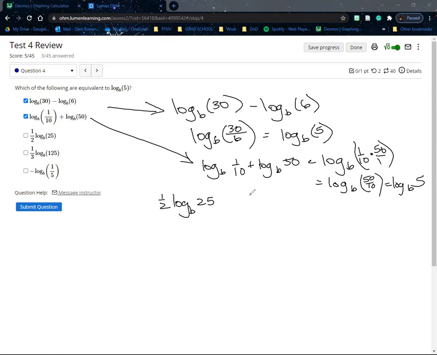How could we manipulate that? Yeah, that's a good one. Kind of has to do with this 1/2. Where can we put that 1/2? We could make it the exponent. It's the exponent rule. So then we have log base b of 25 to the 1/2. And what does 1/2 mean as an exponent? What are we doing to that 25?